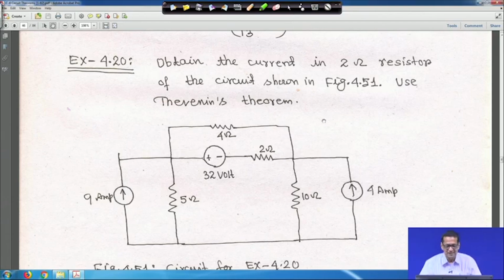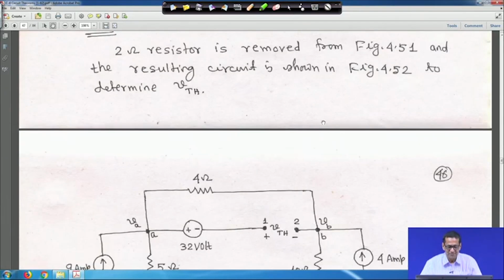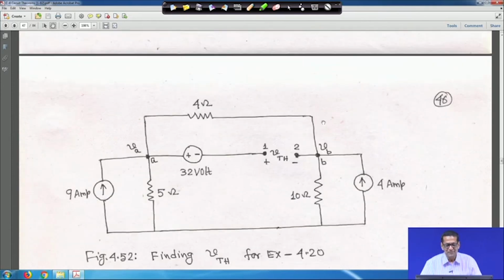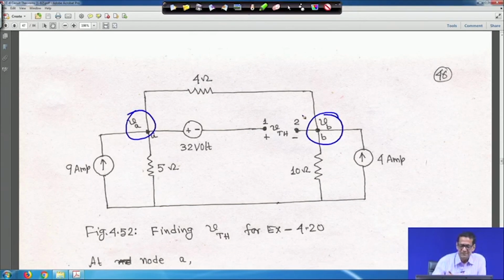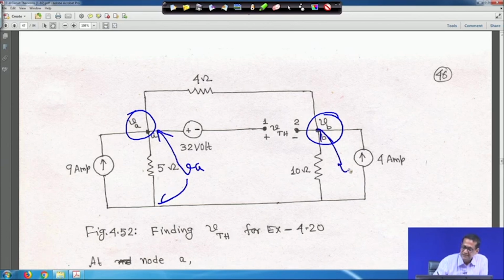So go to the equivalent circuit. In this case the 2 ohm resistance is taken off, so it is open, and we have marked one voltage here V A and another voltage V B. This is your V A, and this voltage, putting it here, is V B. If you assume it is ground, then you will apply nodal analysis.